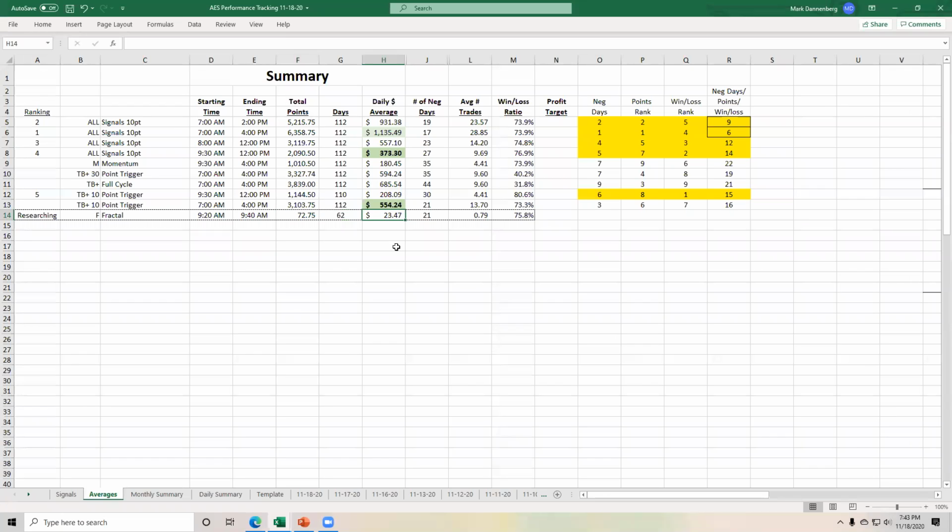$23.47. Keep in mind there's only been 62 days of that, because you won't necessarily have fractals every single day during that time frame.